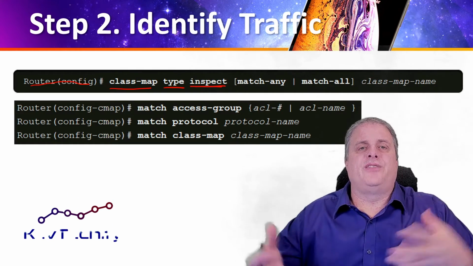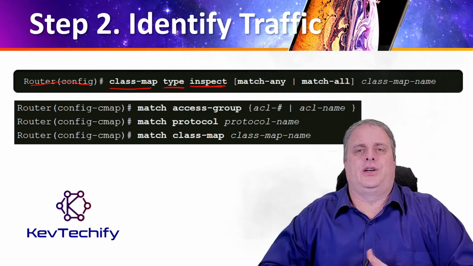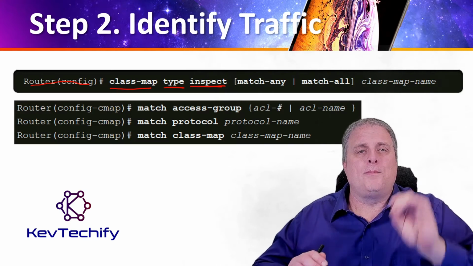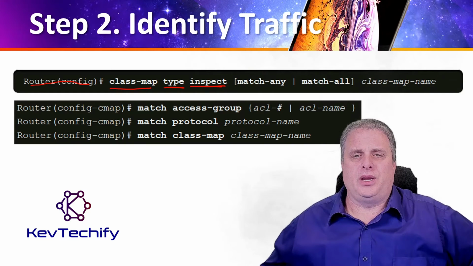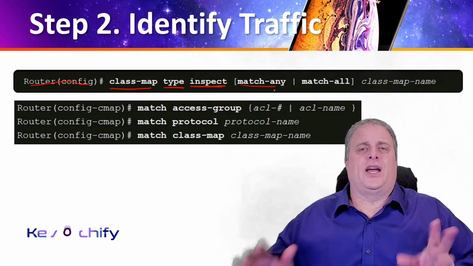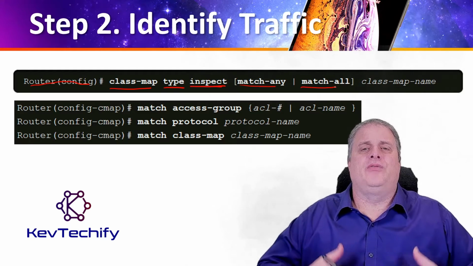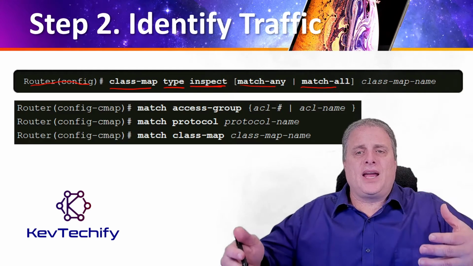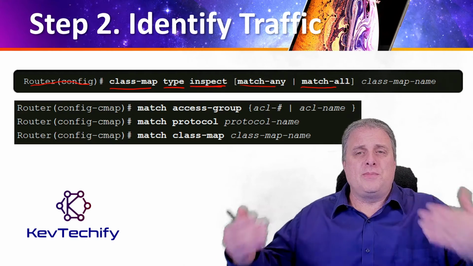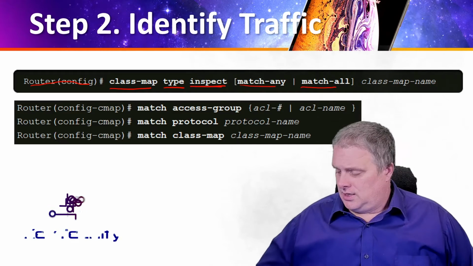Determine how packets are evaluated when multiple match criteria exist. Packets must meet one of the match criteria, which would be match any here, or all of the match criteria, that would be match all, to be considered a member of the class. So you're going to match all of it, or you're going to match part of it. And once it matches, then it's going to be considered part of your class.